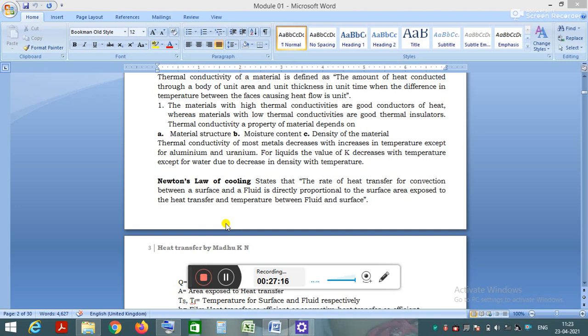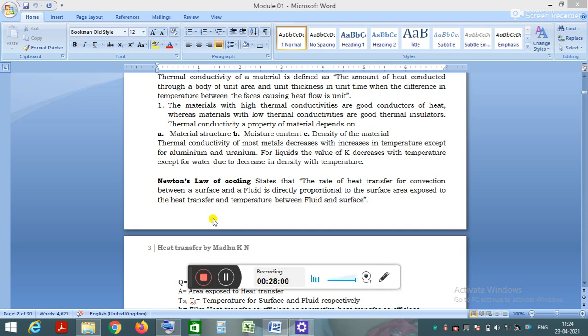The next concept is Newton's law of cooling, which is applicable for convection heat transfer. It states that the rate of heat transfer by convection between a surface and a fluid is directly proportional to the surface area which is exposed to the heat transfer and the temperature difference between the fluid and the surface.